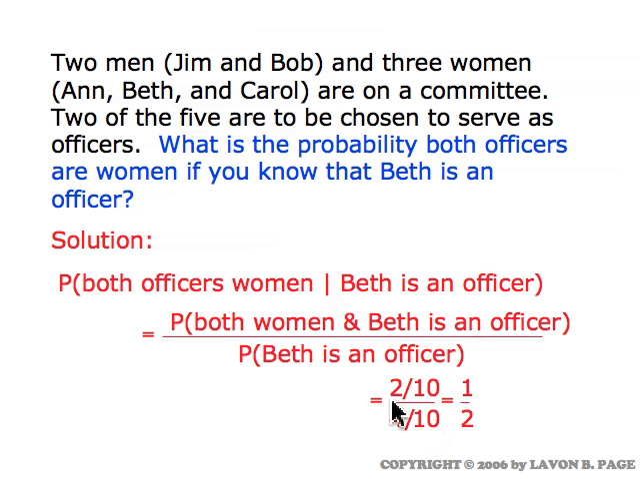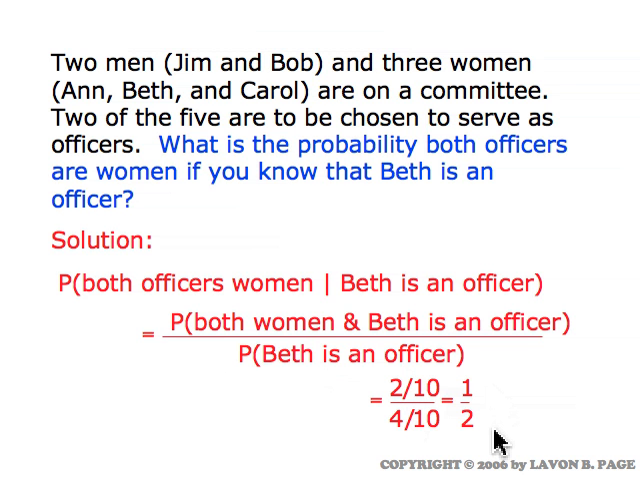Downstairs, we need to fill in the probability that Beth is an officer. So how many ways can you have 2 officers where one of them is Beth? You either have to have Beth and Jim, or Beth and Bob, or Beth and Ann, or Beth and Carol. So that's 4 ways out of the 10 that you can have 2 officers where one of them is Beth. So the numerator here is 2/10, the denominator is 4/10, and that reduces to 1/2. 1/2 is the probability both officers are women if you know that Beth is an officer.